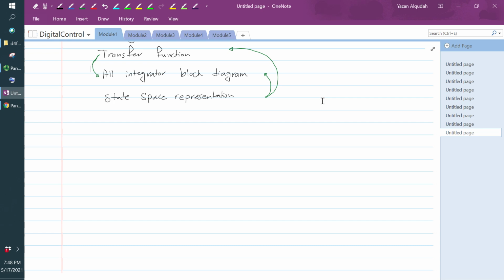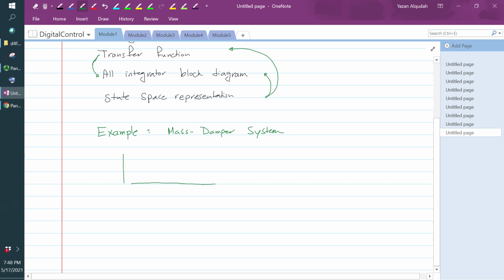So for this example, let's look at a mass damper system. Let's do an example and see how we're going to get the different representations of the system. So in this example, we're looking at a mass damper system. And if you recall, the physical system of the mass damper system will look something like this.